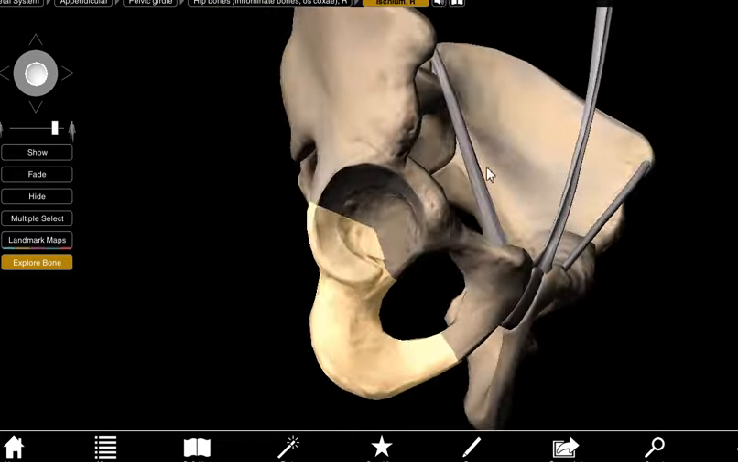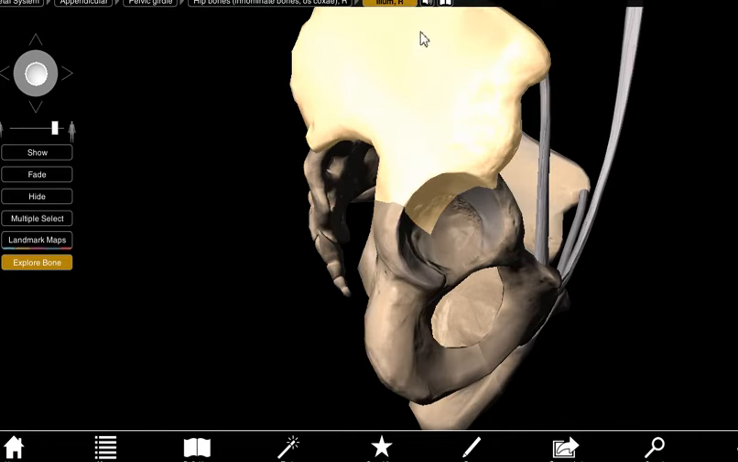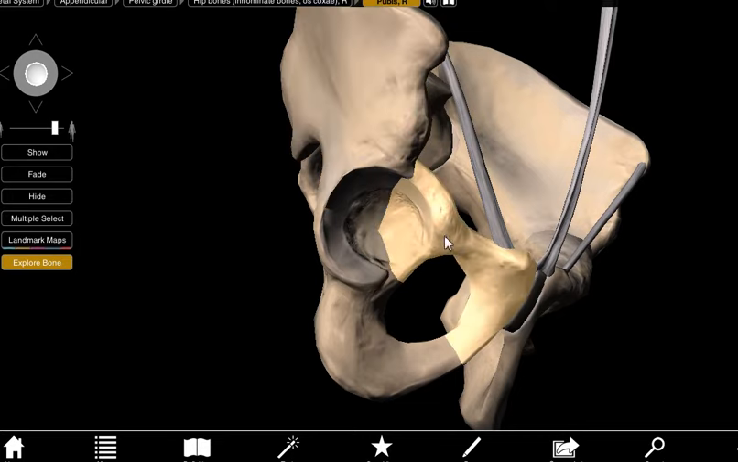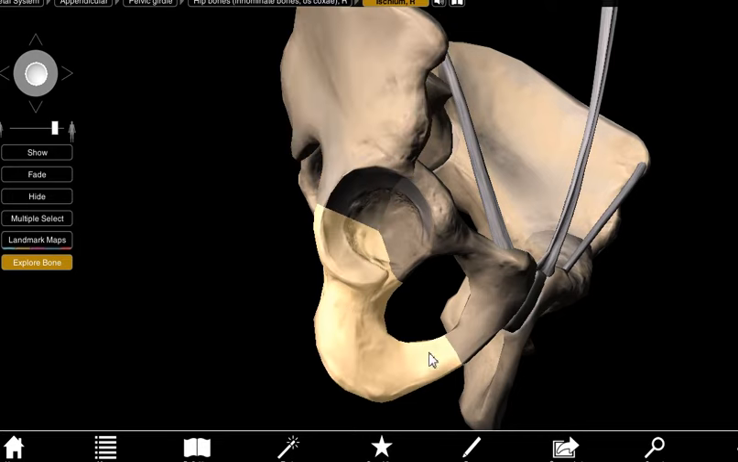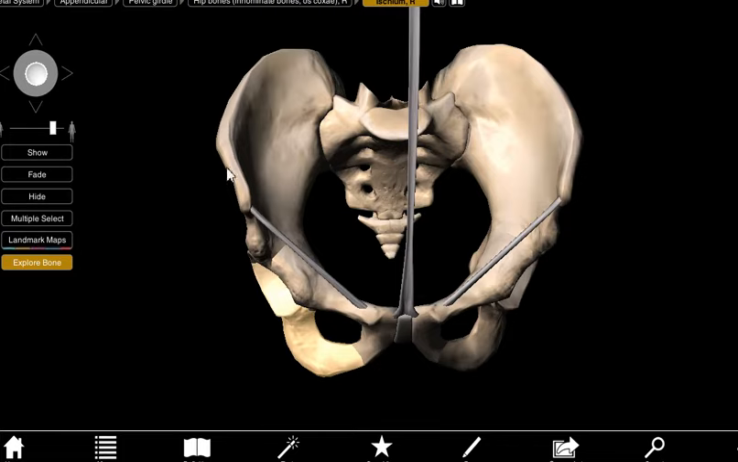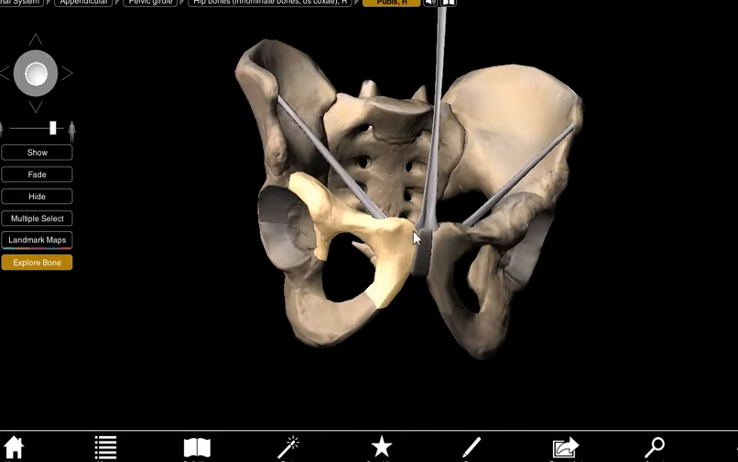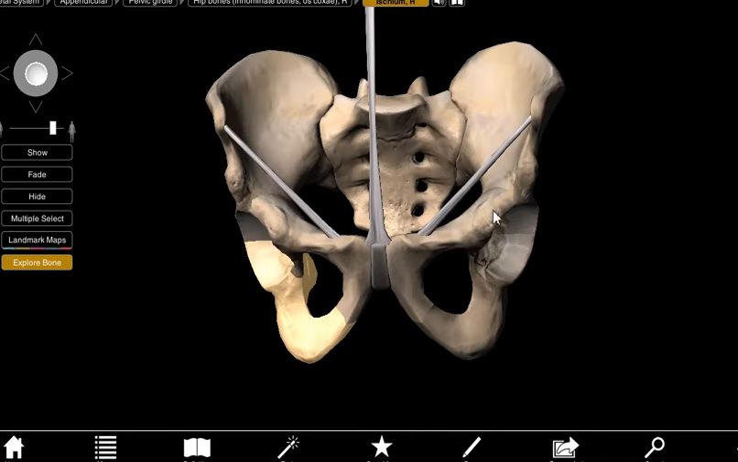At the beginning, I want to discuss the parts of the hip bone. The hip bone has three parts here. This larger part is called the ilium, and this is the pubis, and this part is called the ischium. Again, the larger part here is the ilium, pubis, and ischium. We have two hip bones here, left and right.